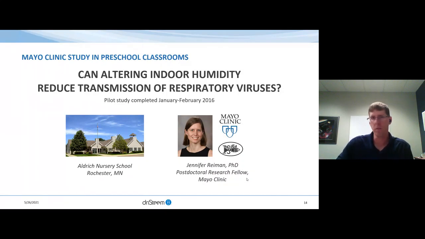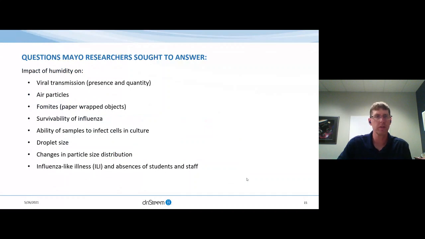And so what she did was really looking to see how much humidity can impact the spaces where these children are, as an example. So it's a direct intervention where you have one space that's humidified, one space that's not humidified, and trying to quantify that.